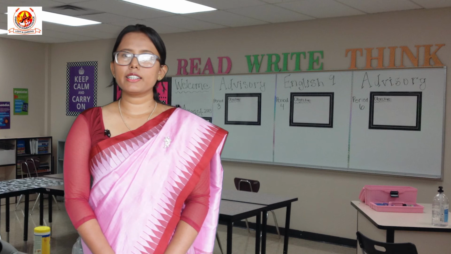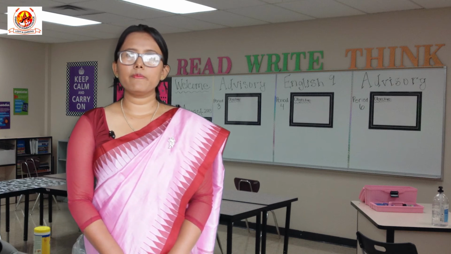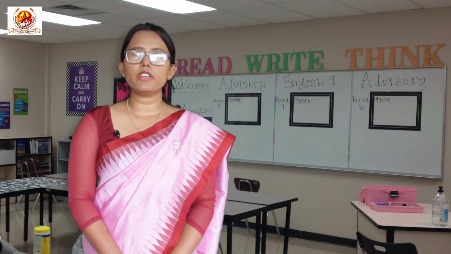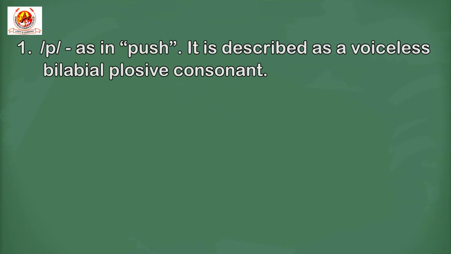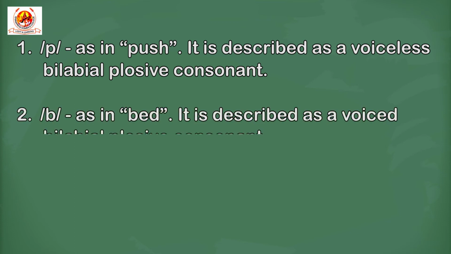Now, to sum up this lecture, we will try to describe the articulation of each one of the 24 consonants of English. The first consonant is the P, as in push. It is described as a voiceless bilabial plosive consonant. The second consonant is the B, as in bed. It is described as a voiced bilabial plosive consonant.